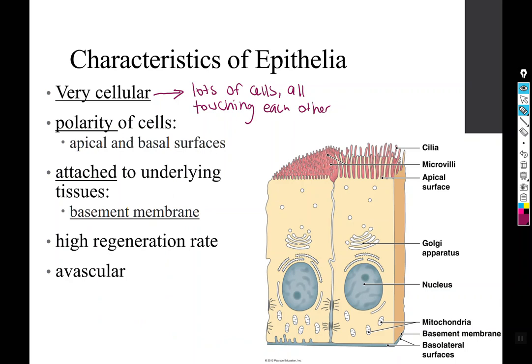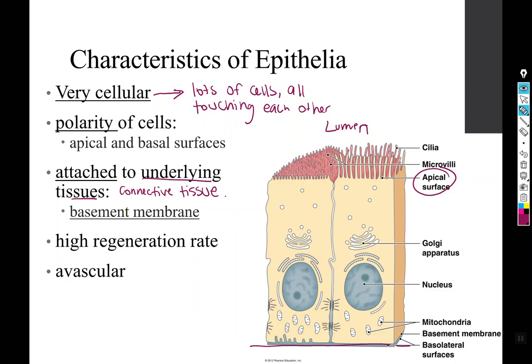They also exhibit cell polarity. And this just means that there is a side that faces the lumen. So up here, the lumen is here. And we call that side the apical surface. There we go. And the basal surface is whatever the cells are sticking to. So the basement membrane is the extruded membrane and cell junctions that allow the cells of the epithelium to stick to whatever's underneath it. Usually what's underneath it is connective tissue. Not always, but almost always.